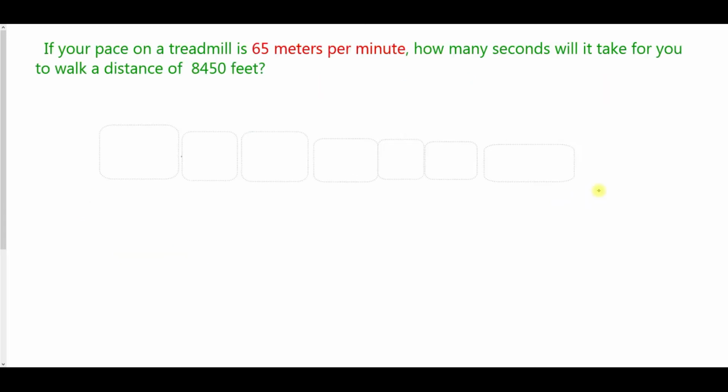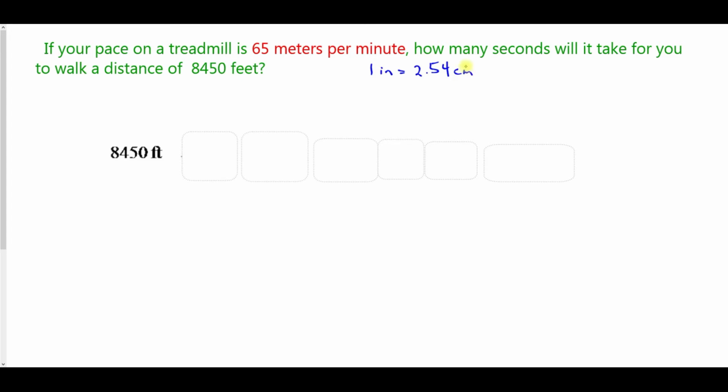We have one more practice problem, so please pause the video and give this one a try. We know that 65 meters per minute is going to be a conversion factor, and so our 8,450 will be our given that we start with. I have feet, and I need to get it to meters. The only conversion that I know from English to meters is 1 inch equals 2.54 centimeters.